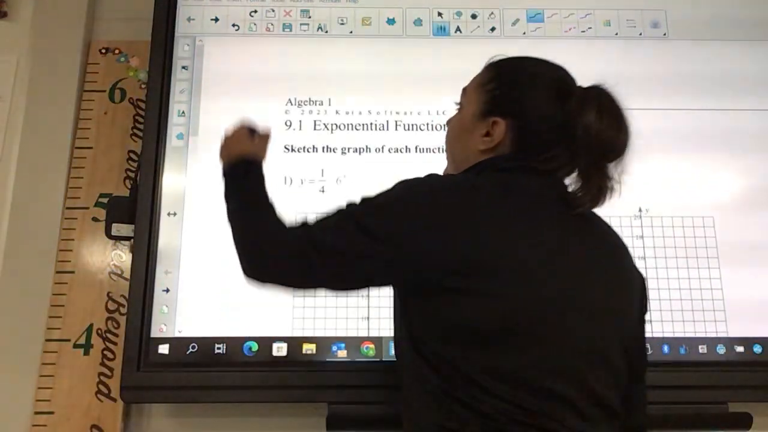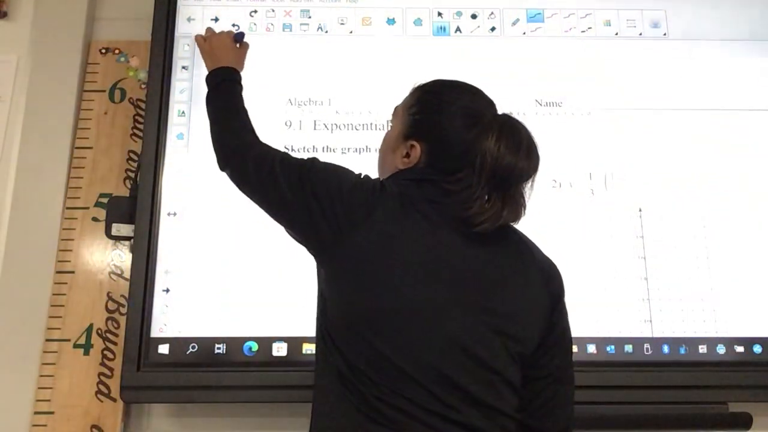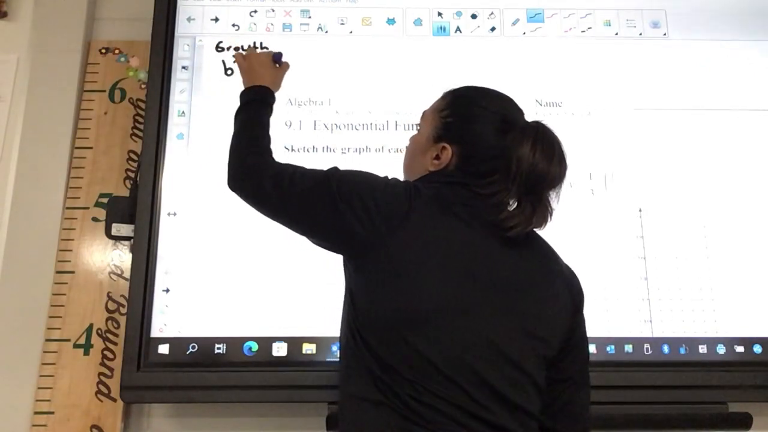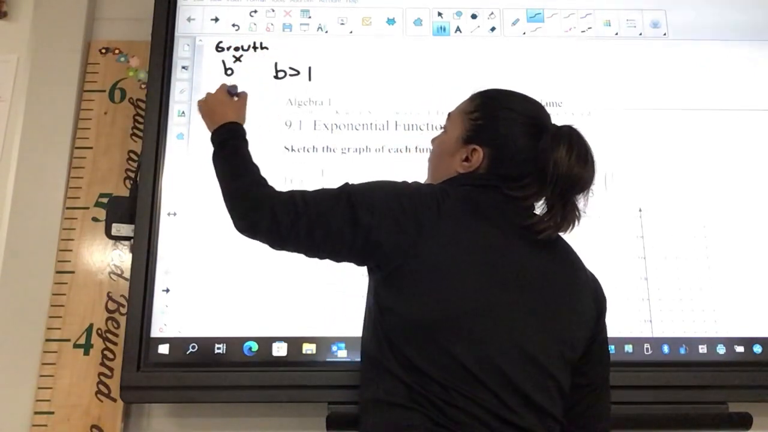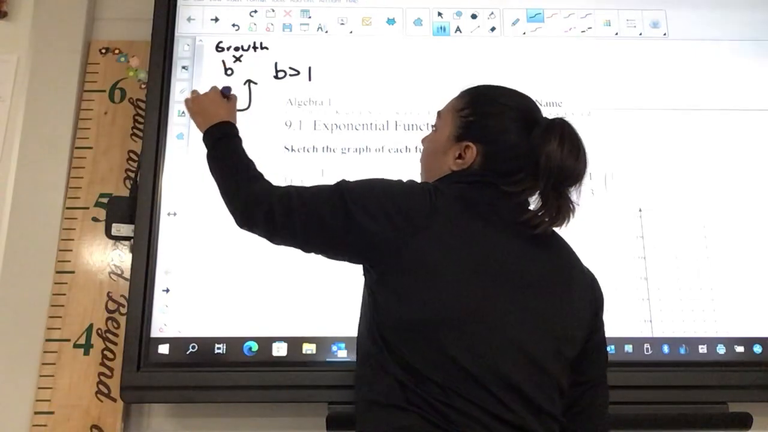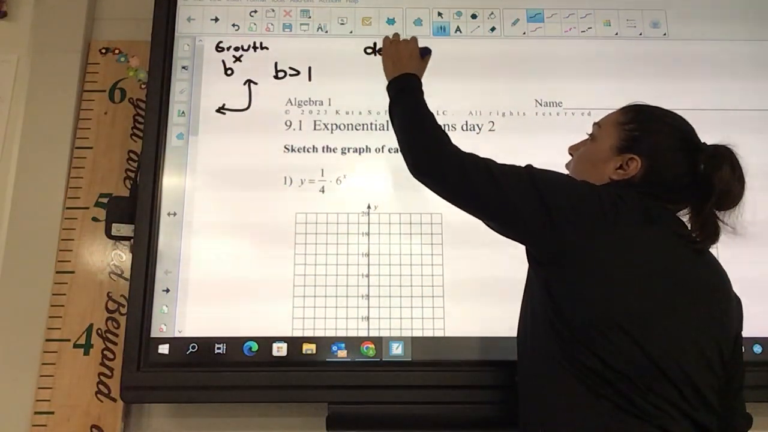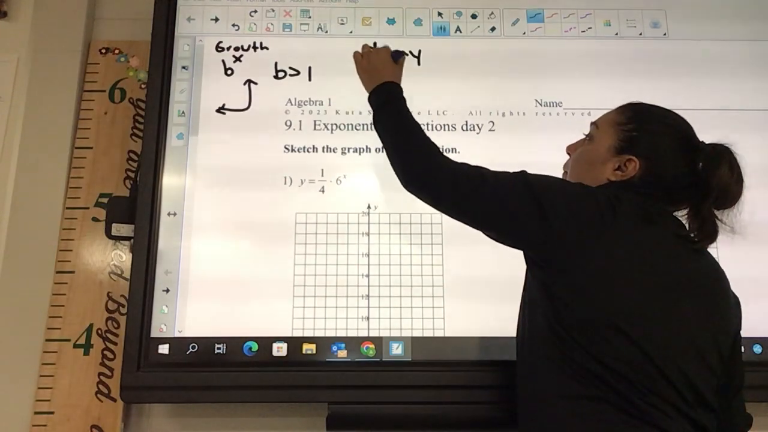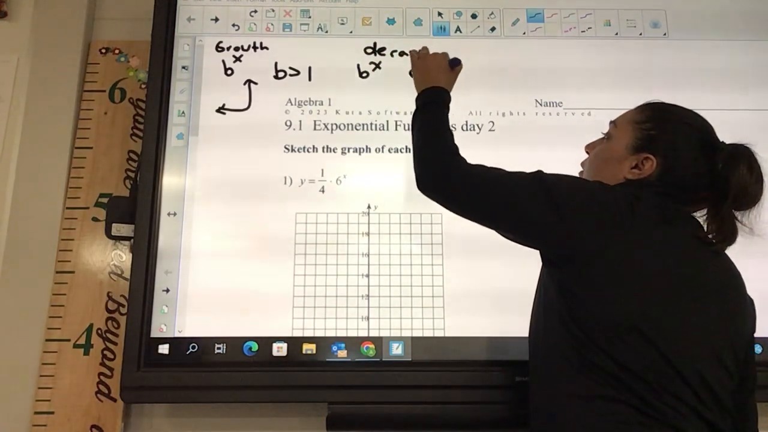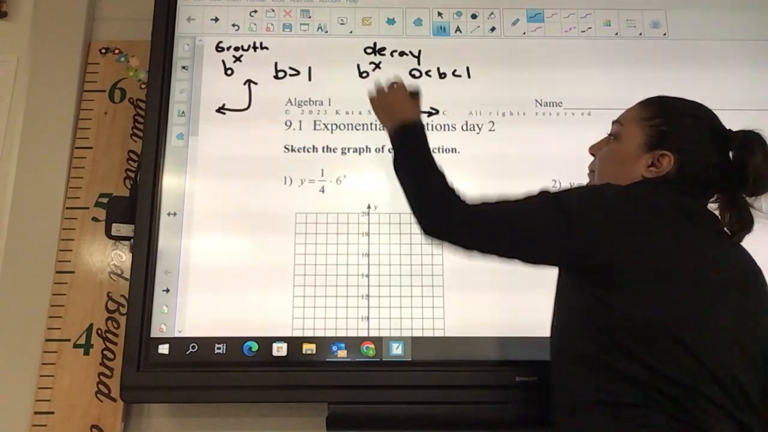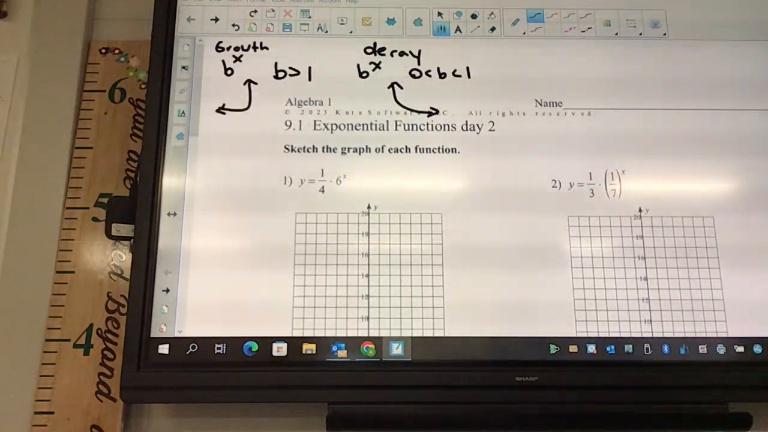About growth and decay, how can you tell it's growth? If it goes up. If B is greater than 1, it's going to shoot up like that, okay? The decay is going to be what? Between 0 and 1, okay? And that's going to be decay. So you should be able to look at these graphs and know which one is growth and decay.